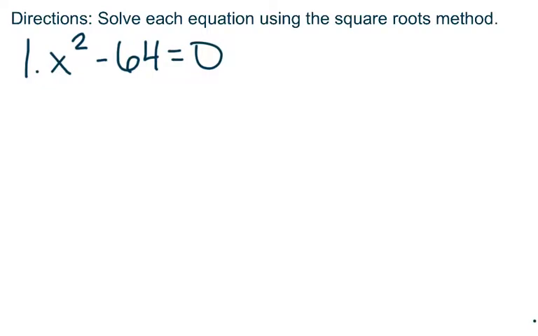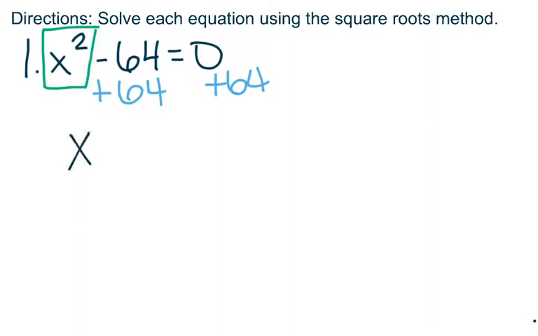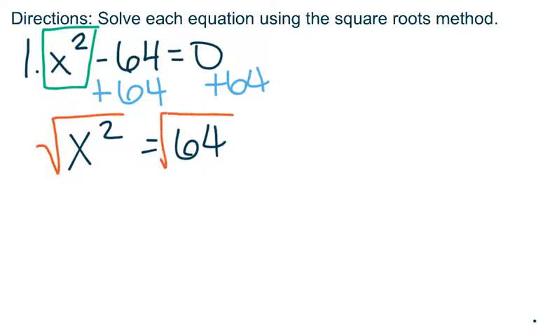Okay, so the first thing we're going to do is isolate the x squared. So I'm going to highlight it just so you can see what we're trying to get by itself. Alright, so we got to get rid of that plus 64. And the way you undo adding 64 is you subtract it. And whatever you do to one side of an equation, you have to do to the other side. So you have x squared equals 64. Okay, so we've isolated x squared. That's what we wanted to do. Now, whenever we want to get rid of a square, the opposite of squaring is to square root both sides.